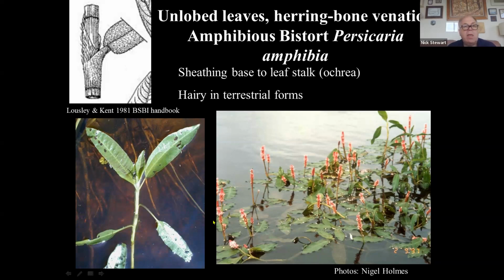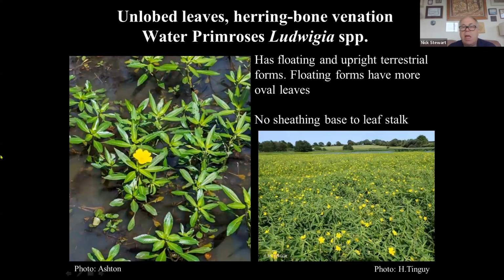One thing that's worth noticing is that the base of the leaf, the leaf stalk, has a sheathing part. It has its own jargon term. It's called an ochrea, but it means that instead of the leaf coming straight into the node, there is this sort of sheathing base to the leaf wrapped around the stem. That's significant when coming to the next thing, which is the water primroses, because they don't have that sheathing. The leaf just comes straight into the node.